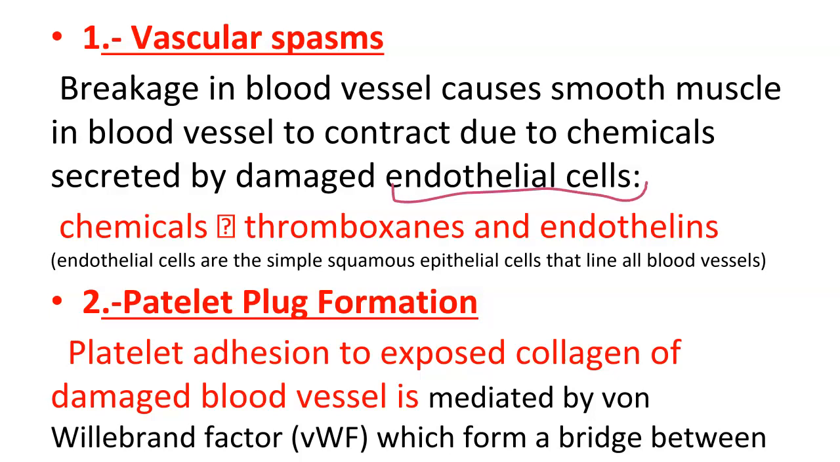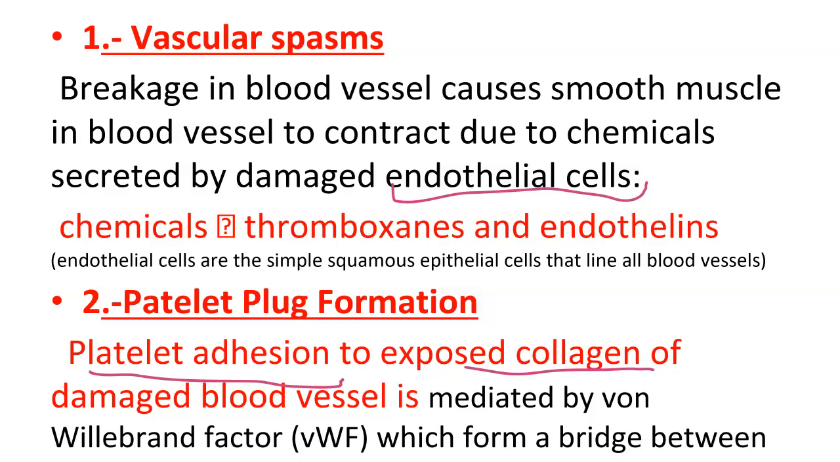Following vascular spasms comes the second step, which is platelet plug formation. During this step, a positive feedback loop starts, which will result in platelet adhesion, platelets adhering to each other, creating a platelet plug. The first step is that the damage caused by the mechanical break of the blood vessel exposes collagen fibers located in the connective tissue of the blood vessel.